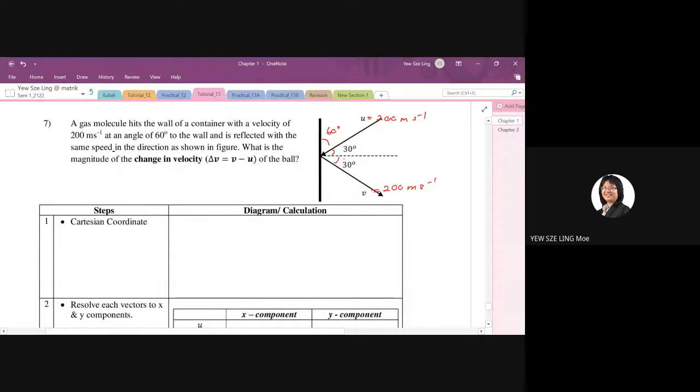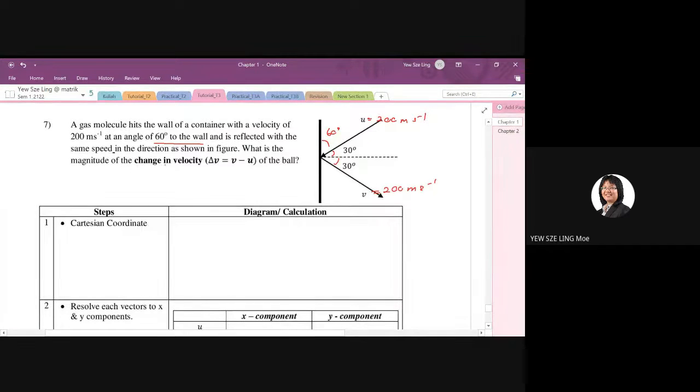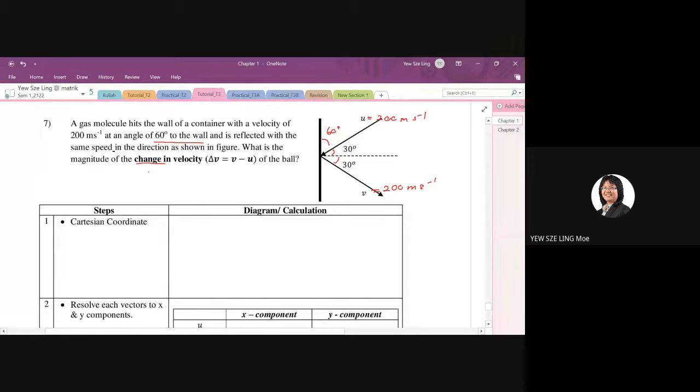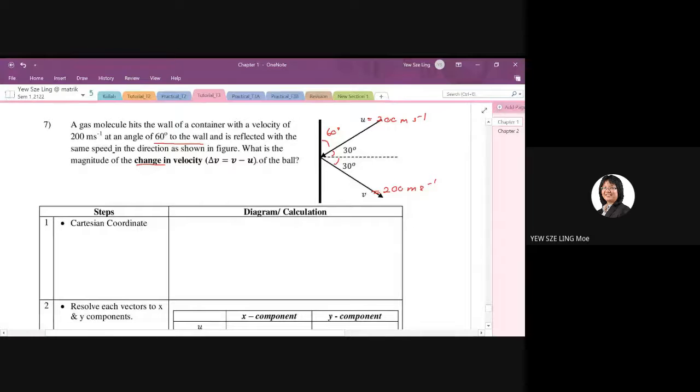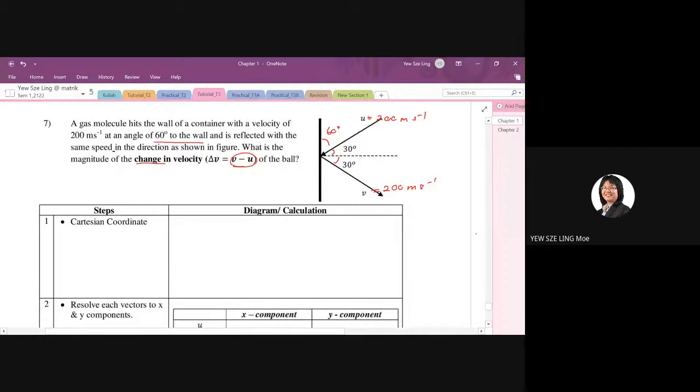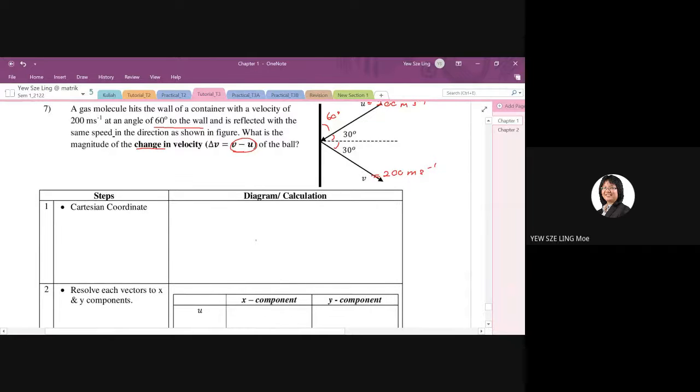This question is being very nice to you because it gives you the angles and the diagram. Otherwise, you have to try to understand what is meant by 60 degrees to the wall. So what is the magnitude of the change in velocity? Change is no longer a resultant vector. It's asking for v minus u of the ball. Now let's start from a Cartesian coordinate. Whenever you have a question that involves a vector, it would be a good idea to draw a Cartesian coordinate first, rather than just looking at the original diagram. So let us begin with the xy plane.